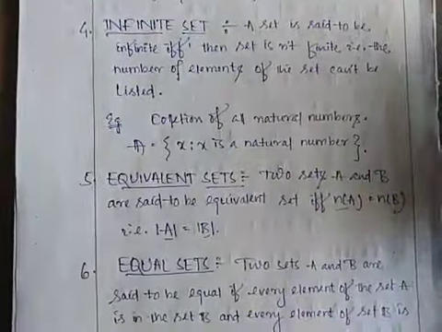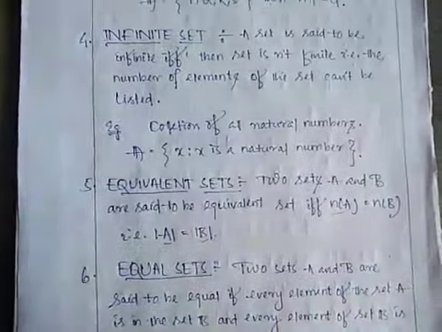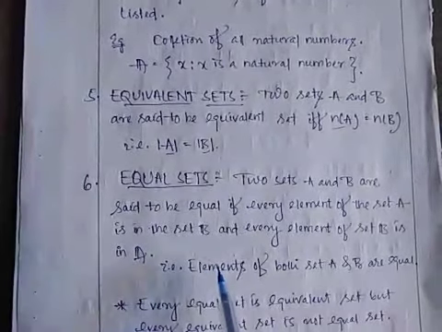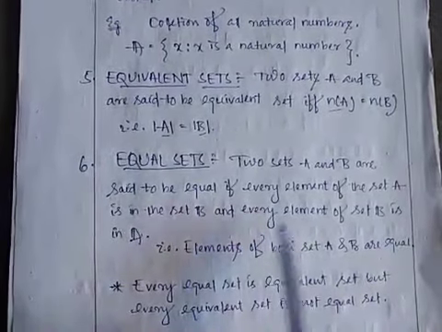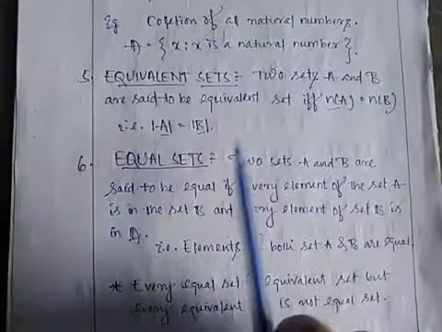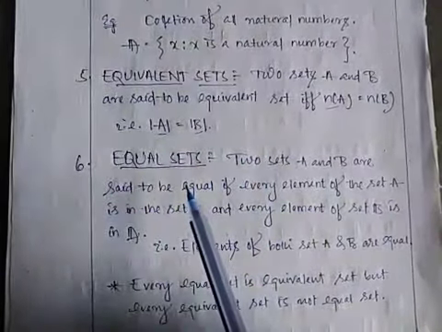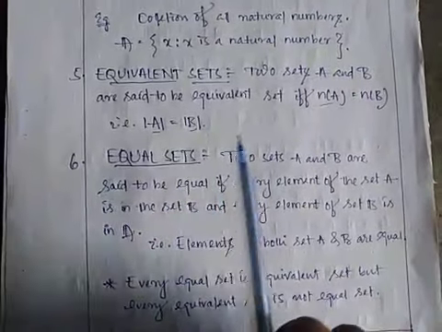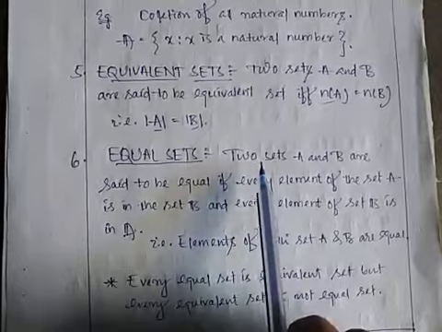And what is last, our equal sets, two sets A and B are said to be equal sets if the number of elements in the set A and B are equal with what, the elements in A is the elements in B and the elements in B is equal to the elements in A.